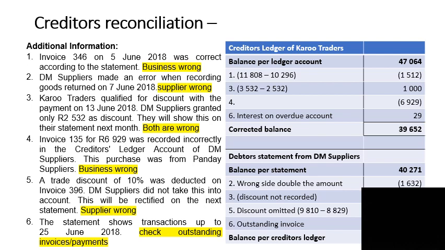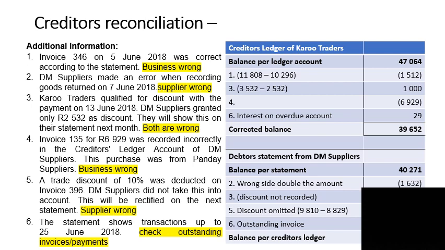Transaction 6, we are told that the statement shows transactions up to the 25th of June. So additional information was 1 to 5. From the notes we have said, if you have done with additional information, you might notice that we still have unticked items in the creditors ledger. Unticked items in the creditors ledger will be for outstanding payments or outstanding invoices. We said these are timing differences. When we did the transaction, the statement was already printed.